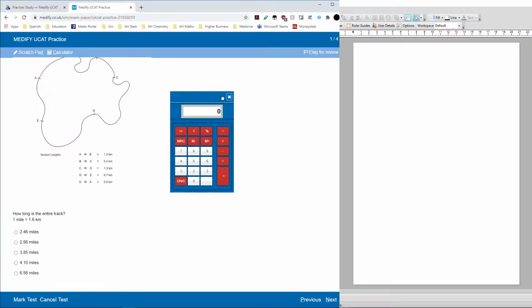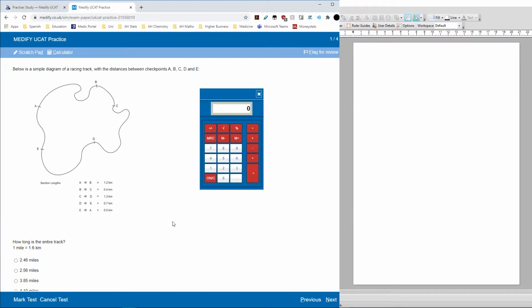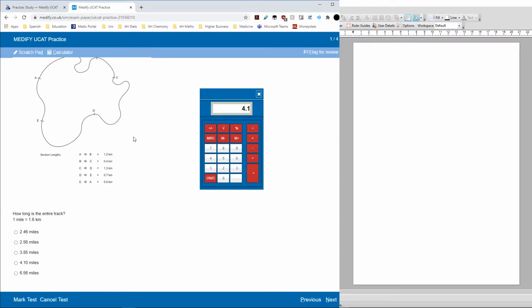What I would do is, before turning any of these into miles, I just add them all together. So 1.2 kilometers from A to B, add 0.4, add 1.3, add 0.7, add 0.5. Now that's our total distance in kilometers, so it's 4.1 kilometers. Now, to turn this into miles, we've got to divide it by 1.6, which will give us 2.5625, which is what we got there.